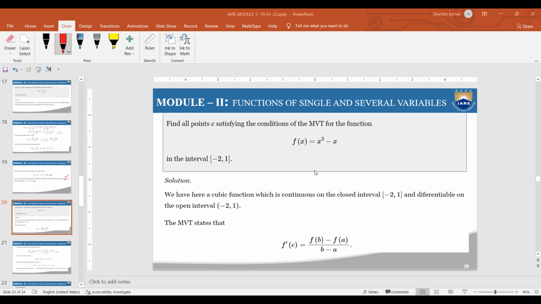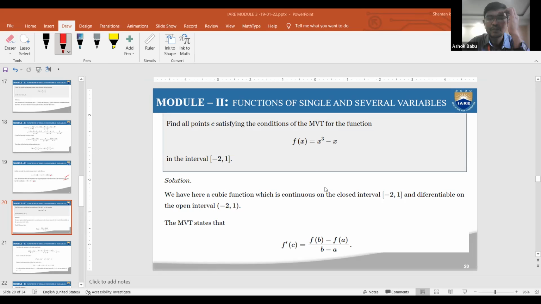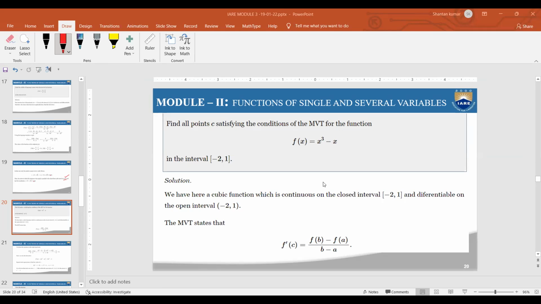Plus or minus 1, sir. Plus or minus 1. Which of plus or minus 1 is applicable? Minus 1, sir. Why is plus 1 not applicable? Because we are taking them inside the interval, minus 2 to 1, so we cannot consider 1. That's good. Only minus 2 is considered.